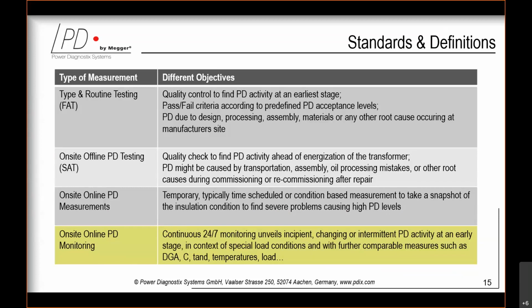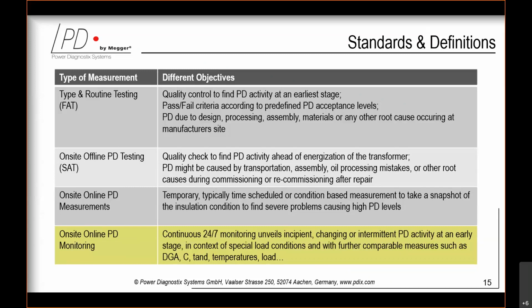The next point that we have is on-site offline PD testing, which is a so-called site acceptance test. There we need to do a quality check to find PD activity ahead of the energization of the transformer. The PD here might be caused by transportation, assembly, oil processing mistakes, or other root causes during commissioning or recommissioning after a repair.